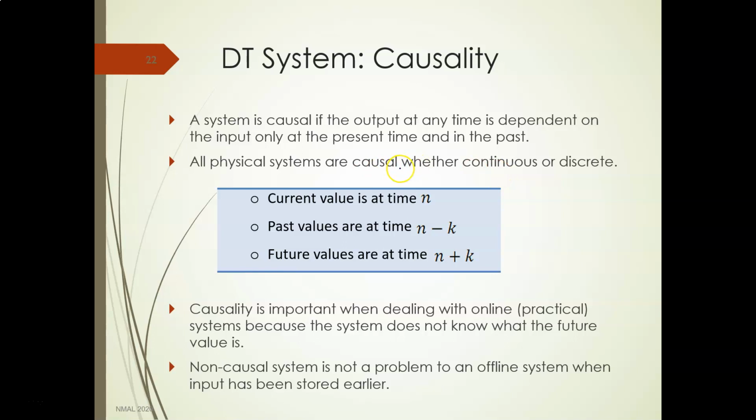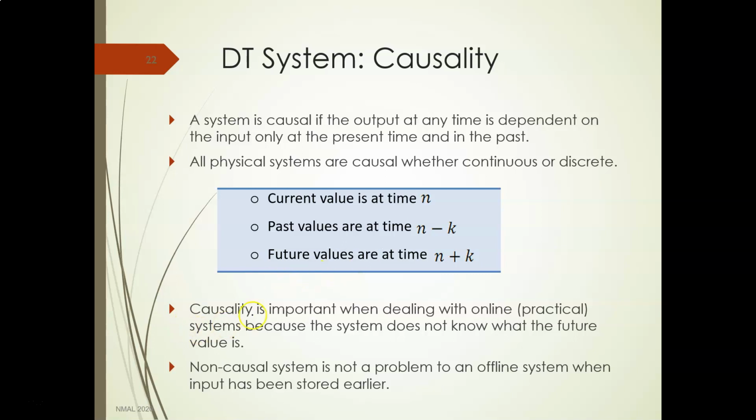It means that it can be physically realized, can be implemented, because it does not depend on the future. So in terms of discrete time, we call the current value n, past values are at time n minus k, and future values are at time n plus k. It is not logical if we build a system based on future values as the input, because we do not know the future values. So a logical system only depends on the input at the present time and the past. This is what we call causal.